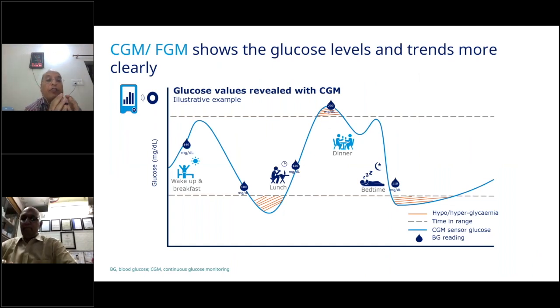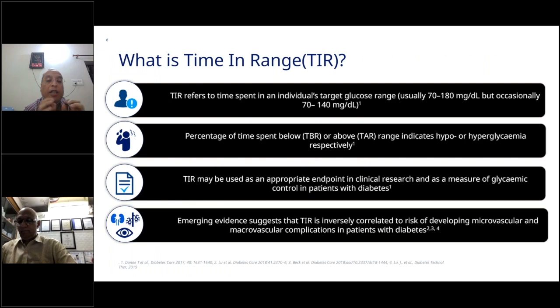We can take help of CGM, that is continuous glucose monitoring system. With conventional SMBG, it is difficult to measure time in range, so we need CGM monitoring. So what is the definition of time in range? It refers to the time spent by an individual in the target glucose range. And what is the target glucose range? It is 70 to 180 milligrams per deciliter. The percentage of time spent below the range, that is less than 70, is known as time below range. And the percentage of time spent above, that is 180, is known as time above range.